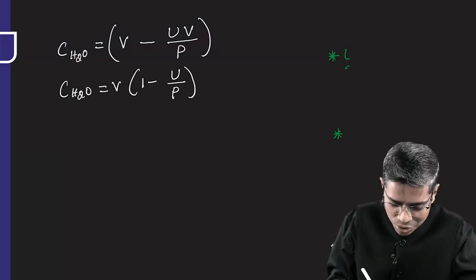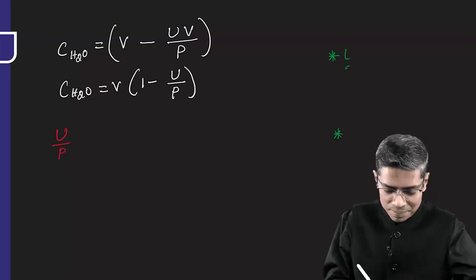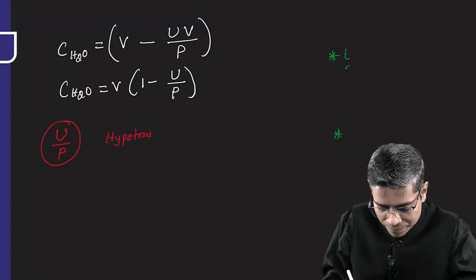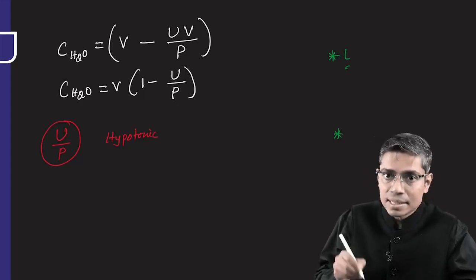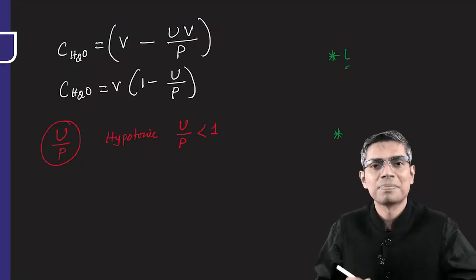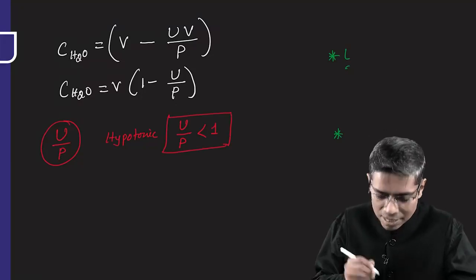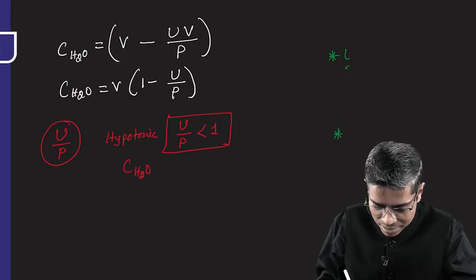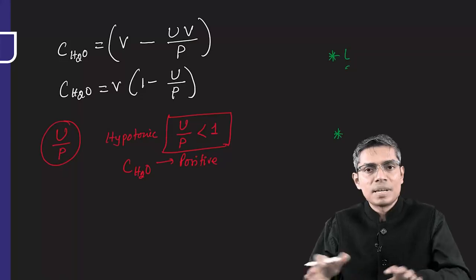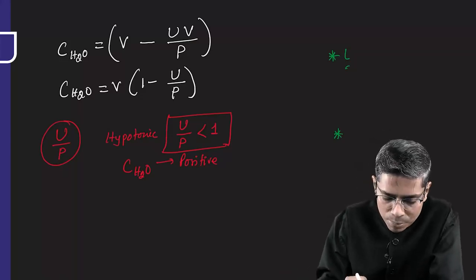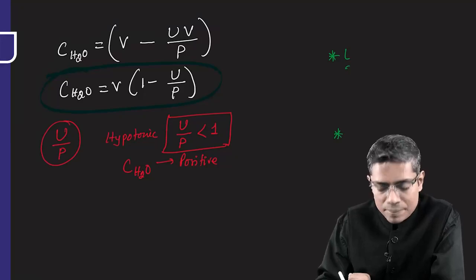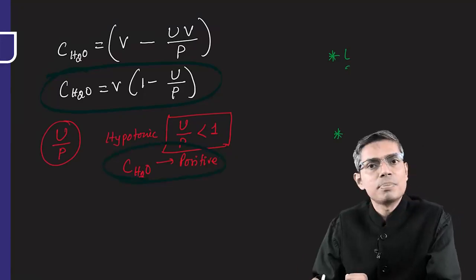Now look at this ratio of U upon P. When your urine is hypotonic, urine means U is lesser than plasma concentration, so U upon P is less than 1. Whenever U upon P is less than 1, what will happen to the free water clearance? Free water clearance will be positive, getting my point? So it will be 1 minus something lesser than 1, maybe 0.8, maybe 0.7. So if you put it into this formula, 1 minus U upon P, that is lesser than 1, then free water clearance will be positive.